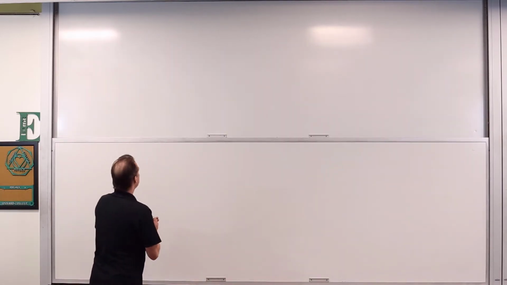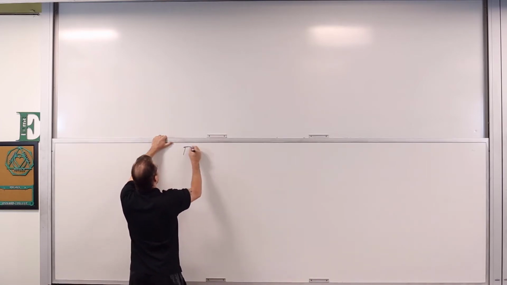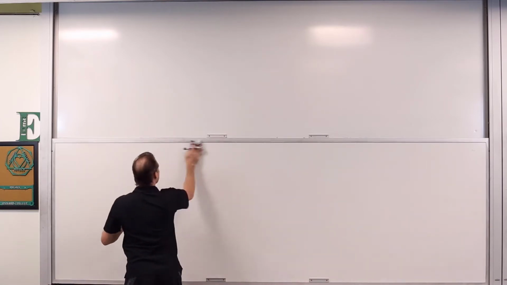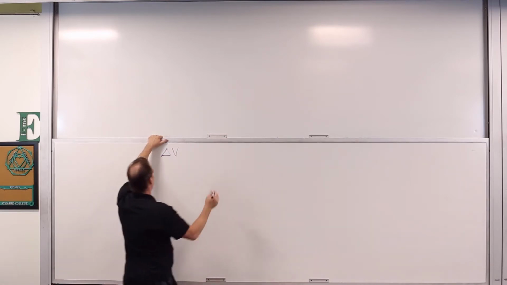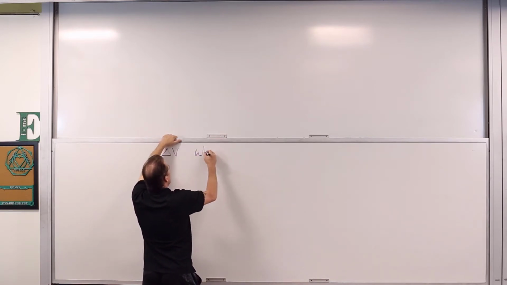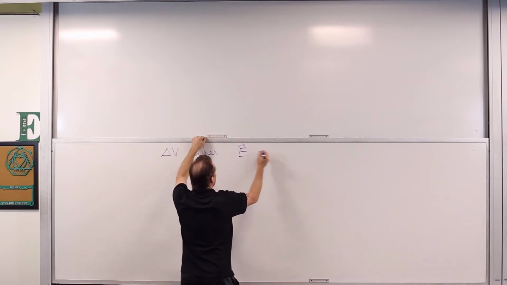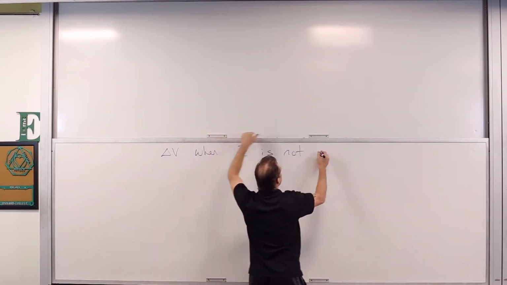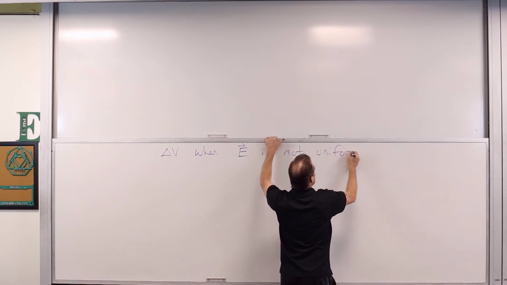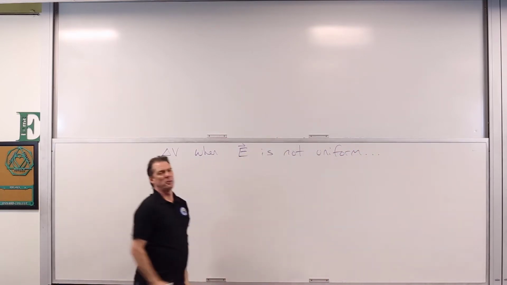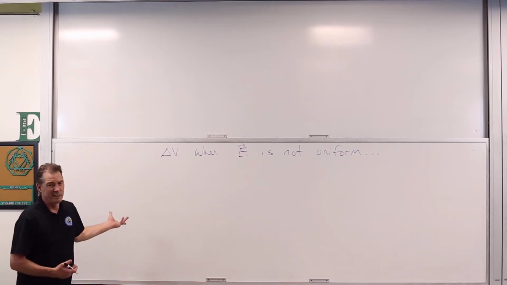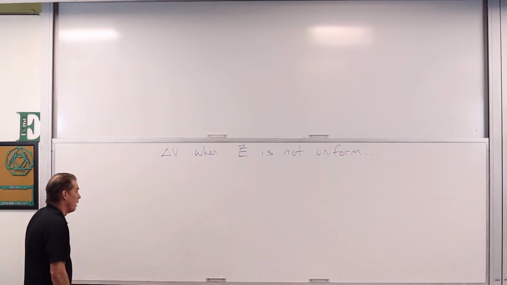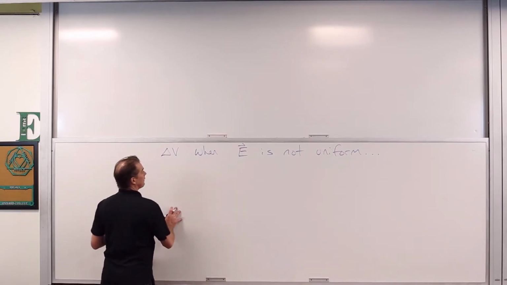Excuse me, not E hat. Delta V, electric potential difference, when E hat is not uniform. And ultimately, we look at the expression for it, and it does involve a little integration, but for those of us not doing calculus, it doesn't really matter, but for us that are doing, it does. So I'll just go ahead and take a little bit of a look at this.